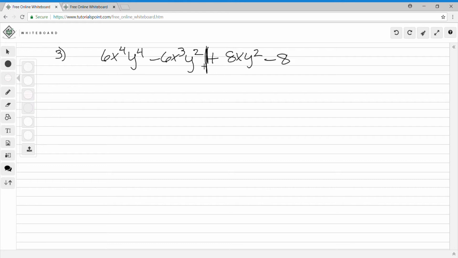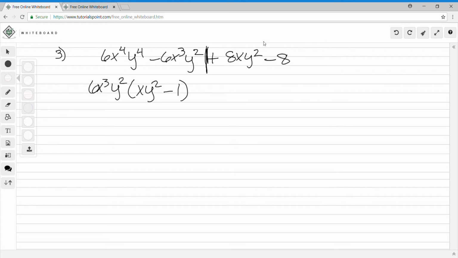Break this into two. So on this part, what can I factor out of this 6x fourth y fourth minus 6x cubed times y squared? I could factor out 6x cubed and y squared. Right, this is what I could factor out from these two terms. And then if you FOIL it out, you should get xy squared minus 1. So you know how I got this, right? I just had to FOIL it to get this answer.